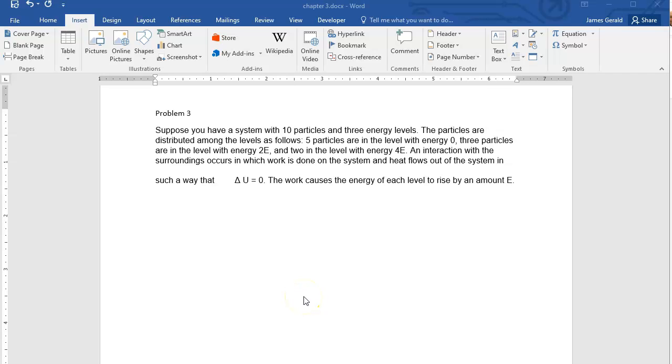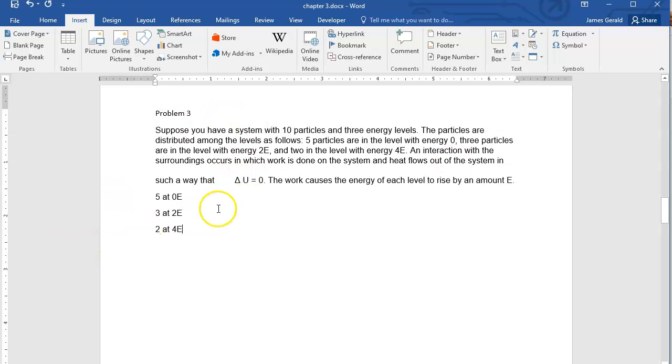So in problem 3, we have 10 particles. There are 3 energy levels that they happen to be in: 0, 2E, and 4E, where E is some quanta of energy. We're told we have 5 particles at 0E, 3 at 2E, and 2 at 4E.